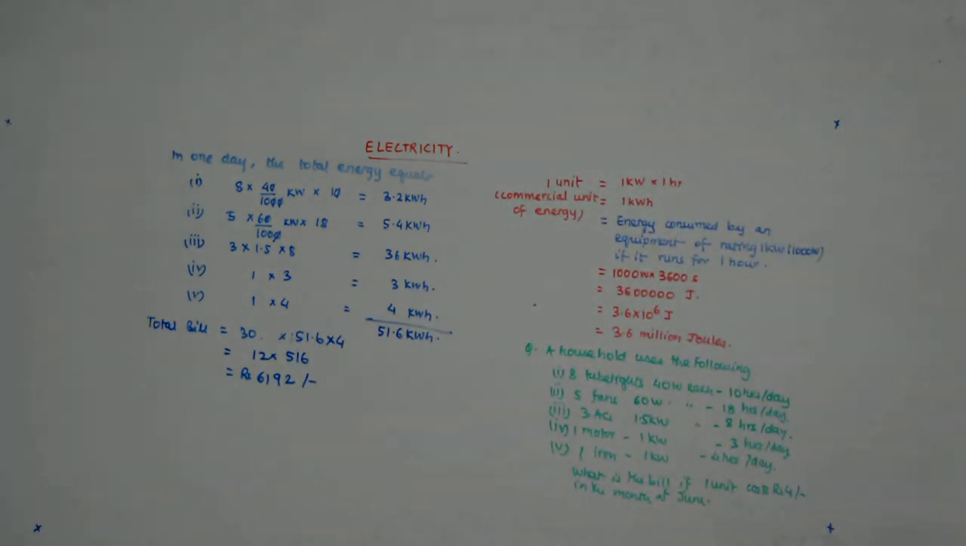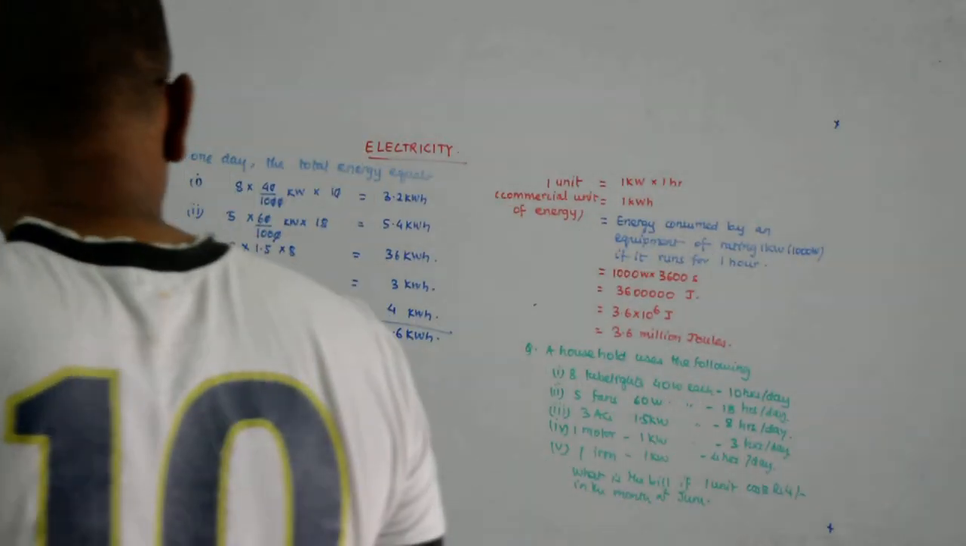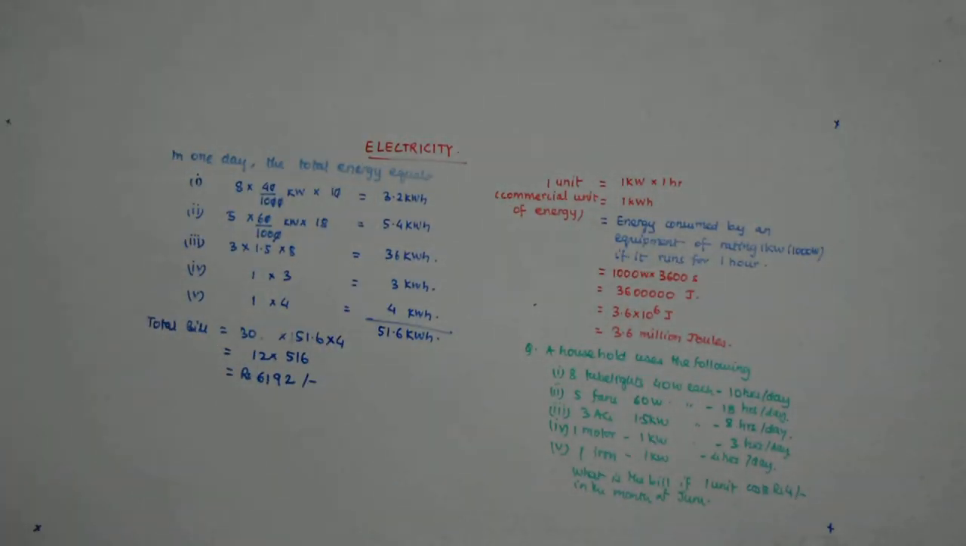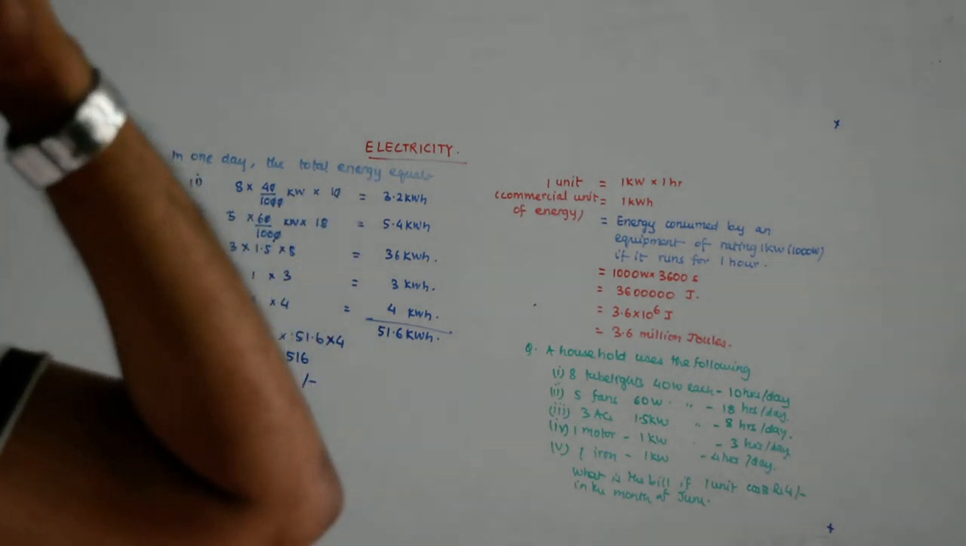Hmm? 51.6 you had got? You got 51.6? Fine. That was for a day. That's why you should be methodical in writing what you're trying to calculate. Okay?